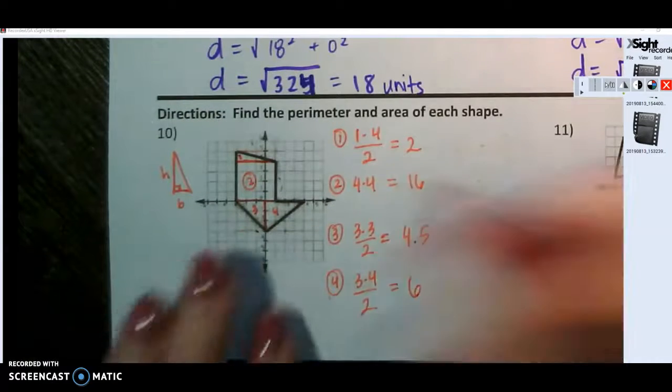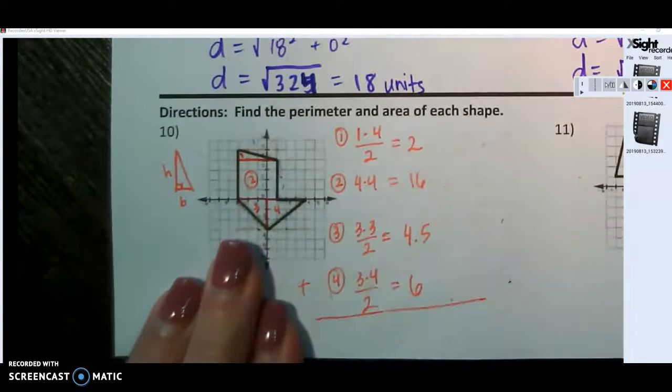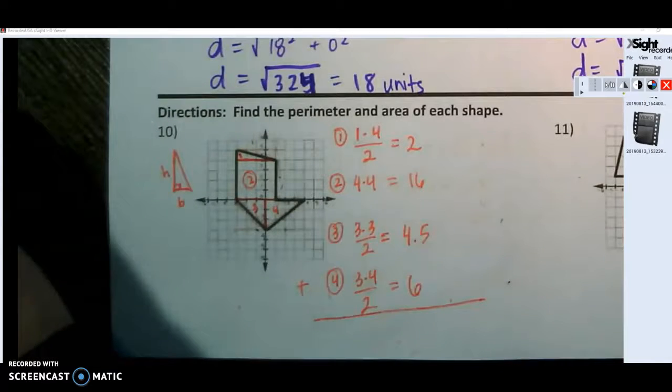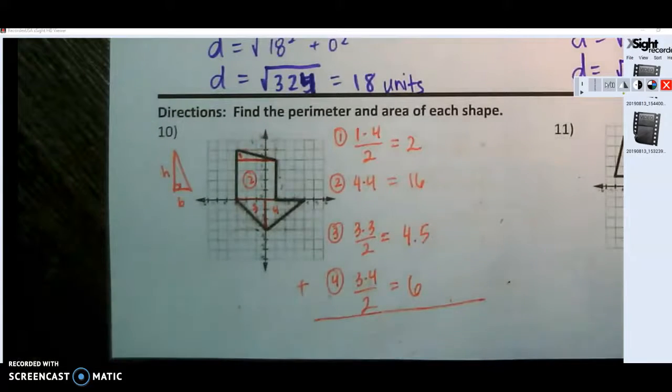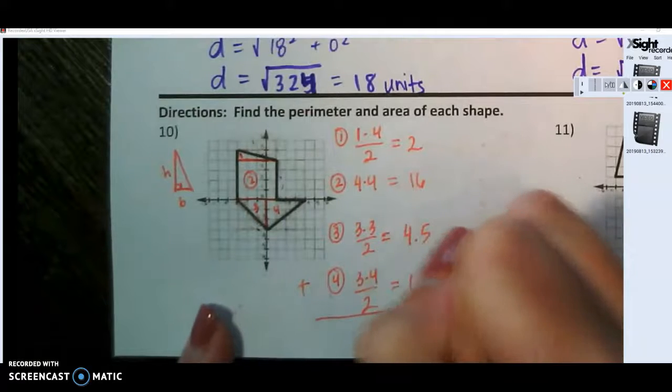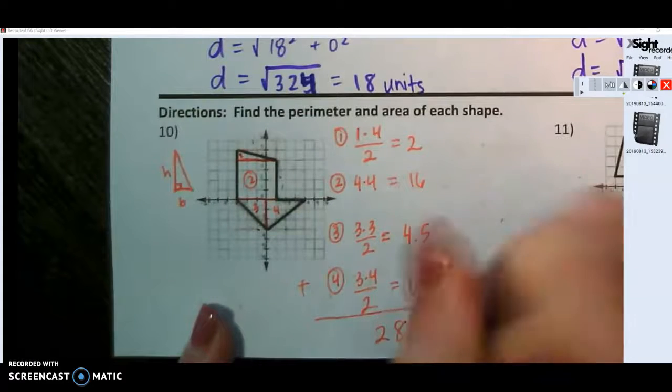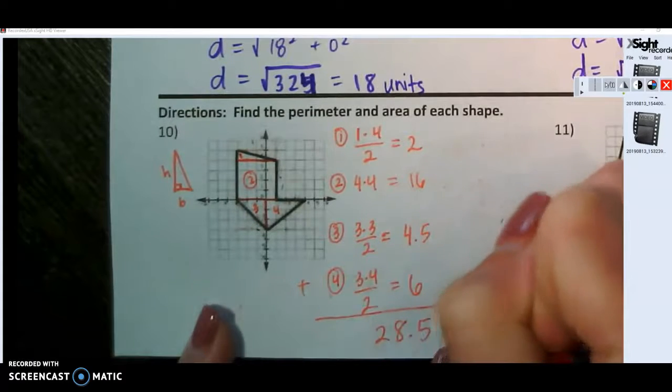So the very last step in this process is to add these up. We have 2 plus 16 plus 4.5 plus 6, giving us a grand total of 28.5 units squared.